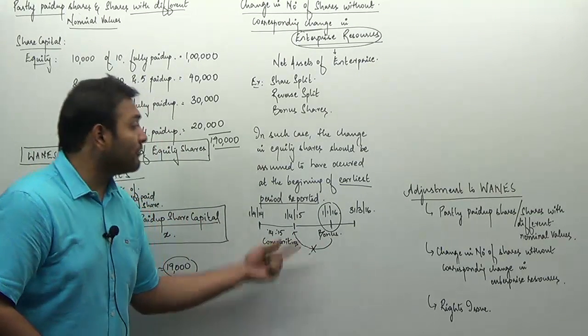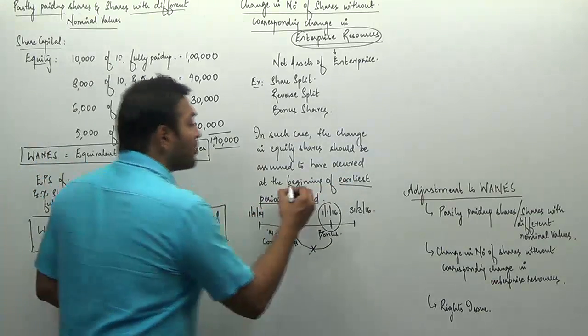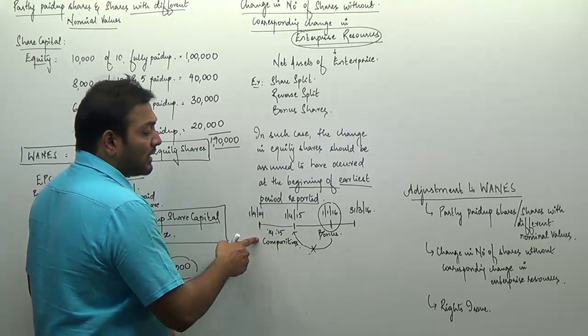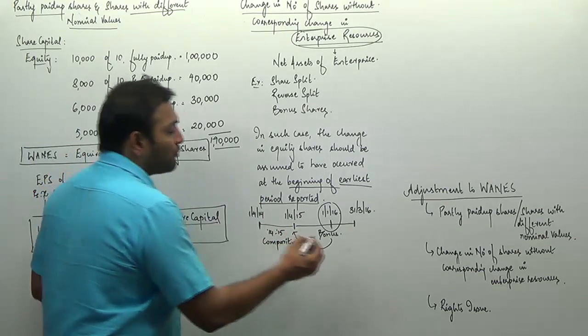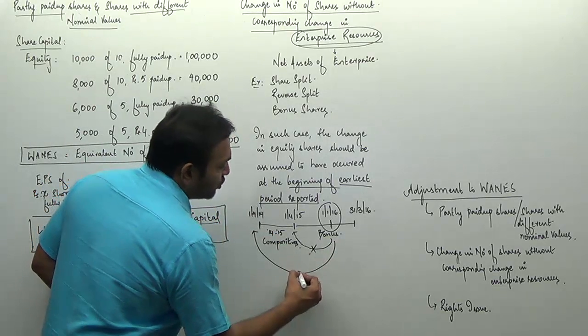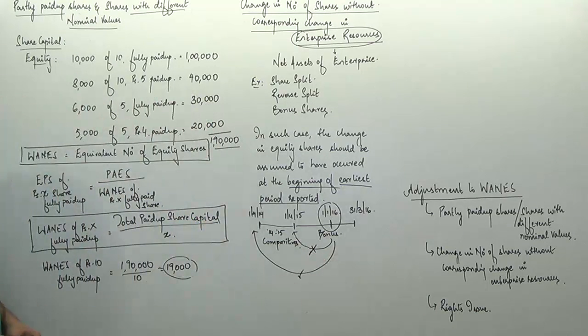So the earliest period reported is 14-15, and for 14-15, what is the beginning of the earliest period reported? If 14-15 is the earlier financial year, the beginning is 1/4/2014, and such bonus will be assumed to have been issued on 1/4/2014. Even if the bonus shares were issued on 30th March 2016, I will assume that such bonus shares have been issued on 1/4/2014 itself.